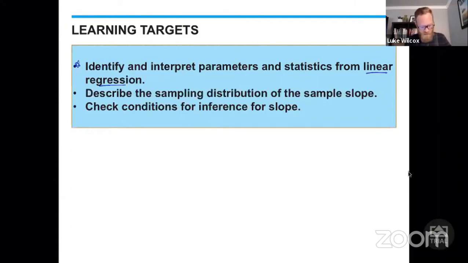So the second learning target, in order to do inference, we're going to have to think about the sampling distribution of the sample slope. And then finally, the third one is to check conditions for inference for slope. And that's really just going to be setting us up for the next two lessons where you're going to calculate a confidence interval and a significance test for a slope. And there are some conditions that must be met in order to perform that inference. So we'll check back in on these learning targets when we get to the end of today's lesson.